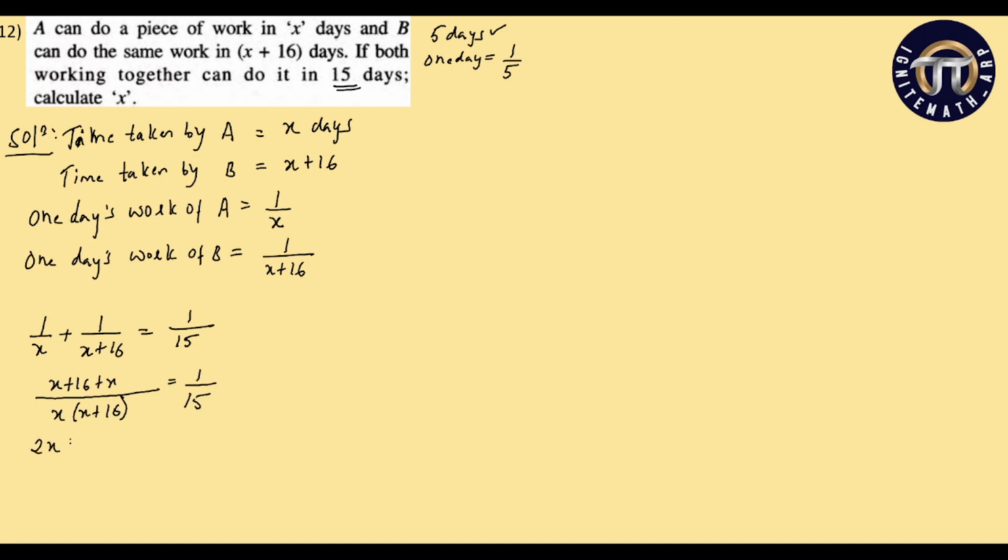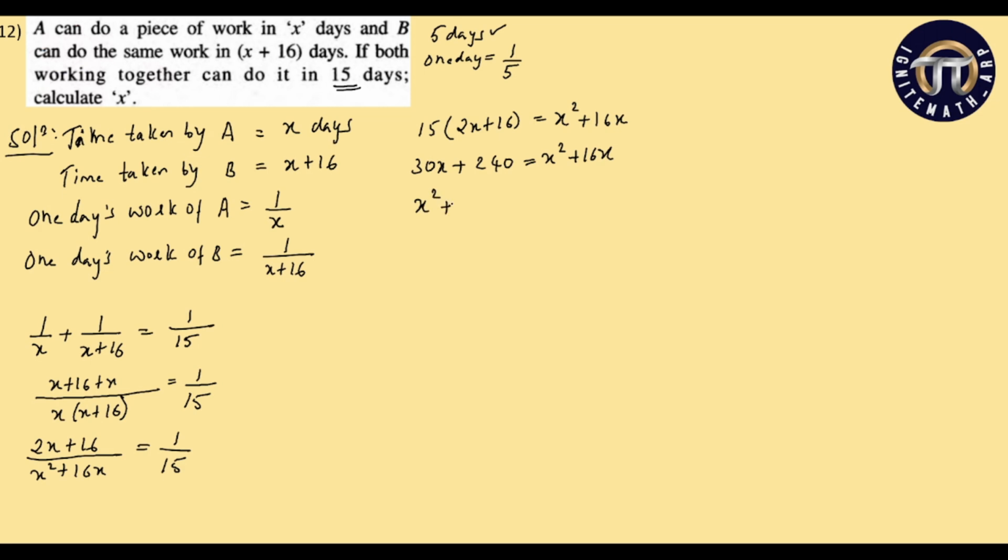So I can write this one as 2x plus 16 divided by x square plus 16x is equal to 1 by 15. Clear? When I cross multiply that, I would get 15 into 2x plus 16 is equal to x square plus 16x. So it is going to be 30x plus 15 into 16, that is 240, is equal to x square plus 16x. So bring it to the standard form. I can write this one as x square plus 16x minus 30x minus 240 is equal to 0.